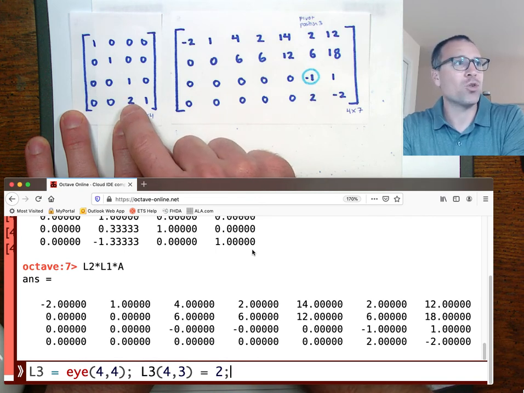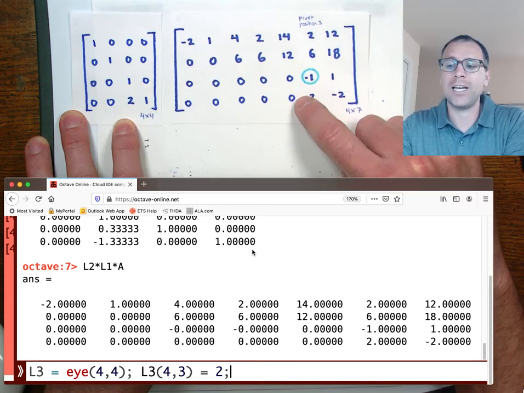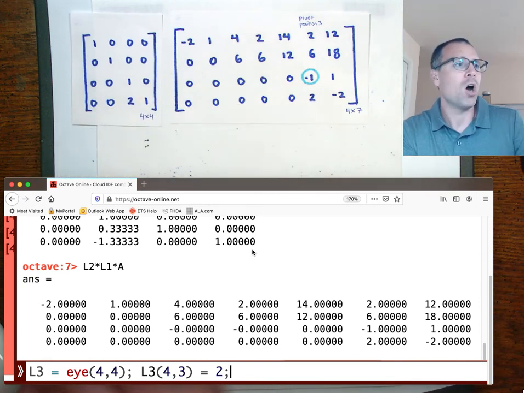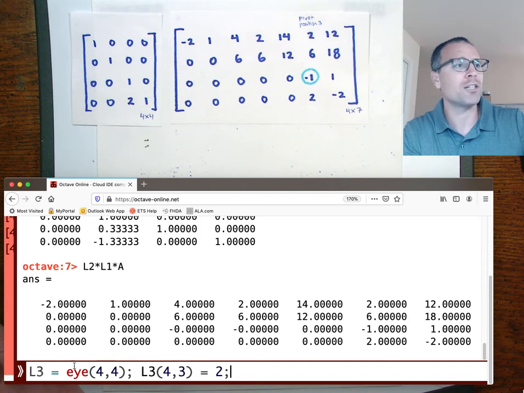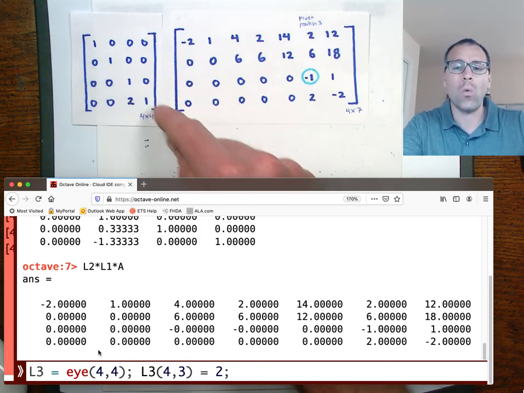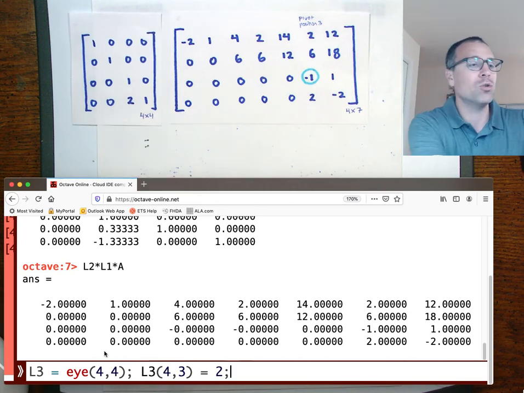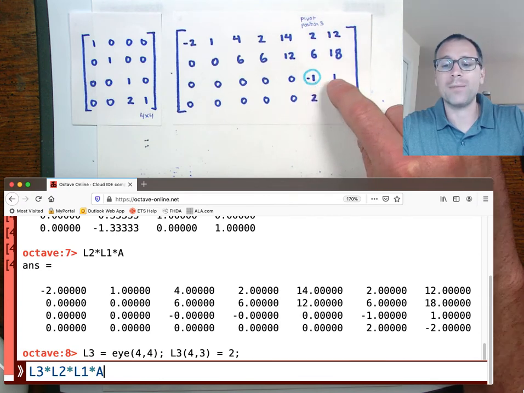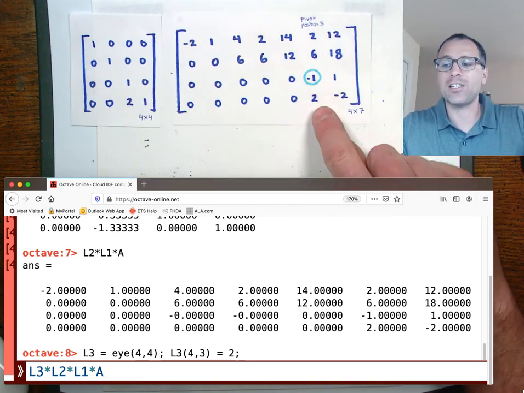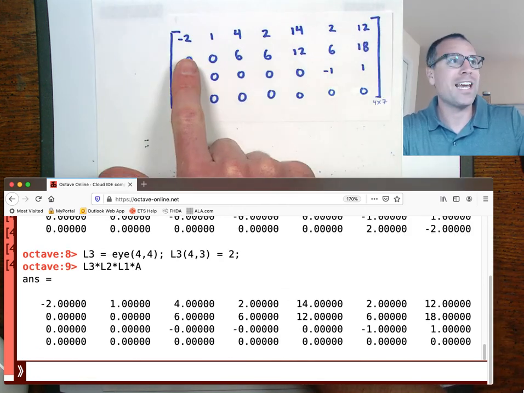I have the entry 2 in position 4, 3 because 2 divided by negative 1 times negative 2 is a positive 2. On screen here, you see I am setting the third Gauss transform to be the identity matrix with all 1s on the main diagonal, and then the entry in position 4, 3 gets 2. Now I multiply this matrix that I had, which was L2 times L1 times A, by L3, and I suppose that that last entry goes to 0. That's exactly what we get here.